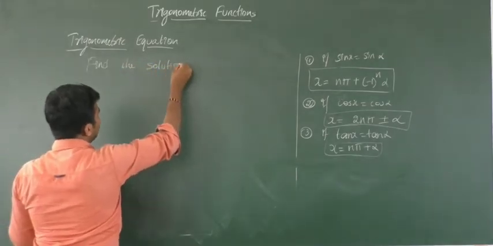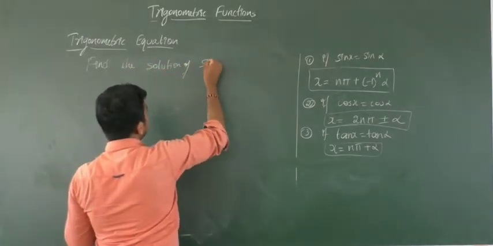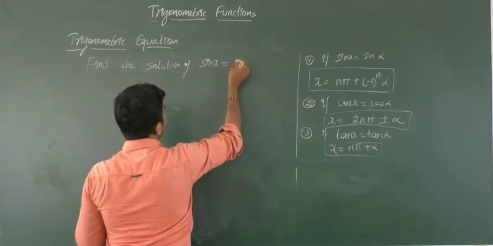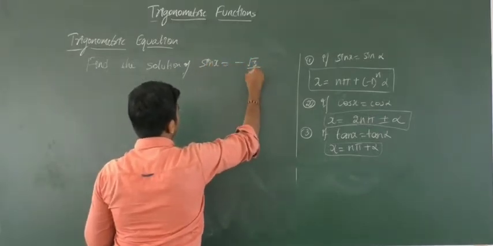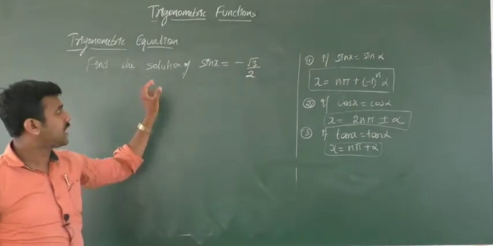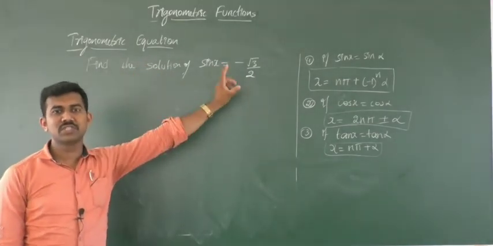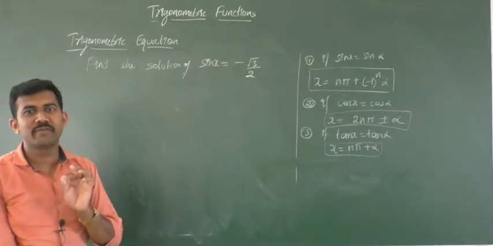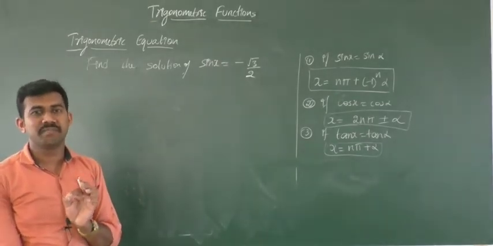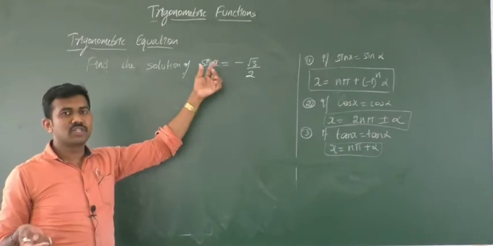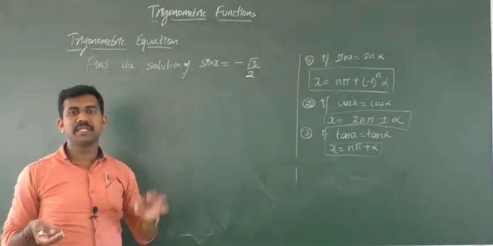Find the solution of sin x is equal to minus root 3 by 2. Okay, see here, they just asked to find the solution, which means we will get infinitely many solutions. So here we need to find what? The general solution.